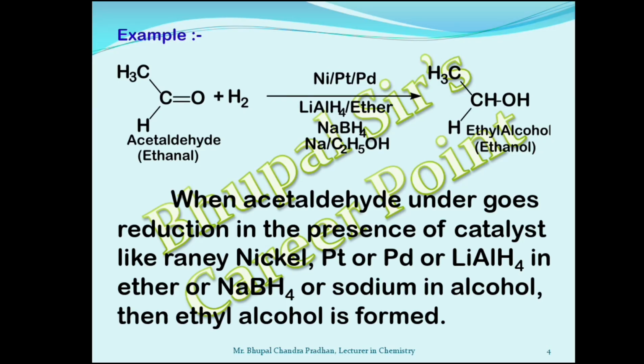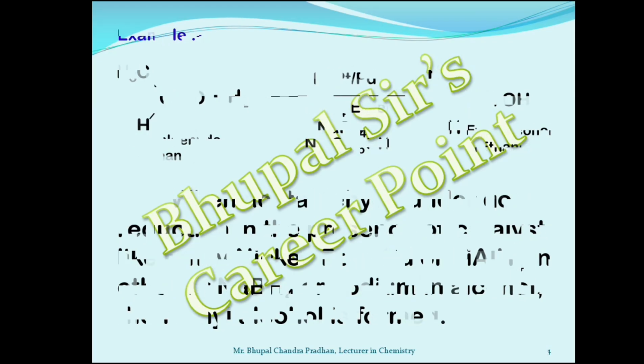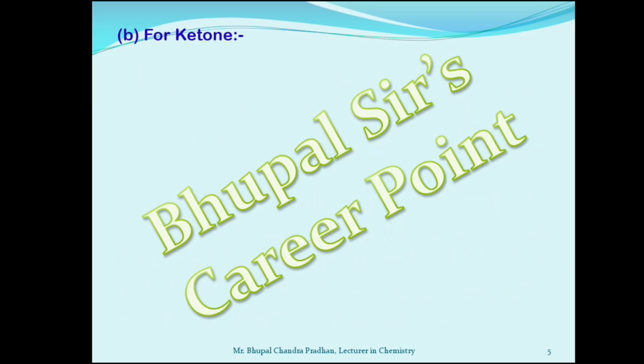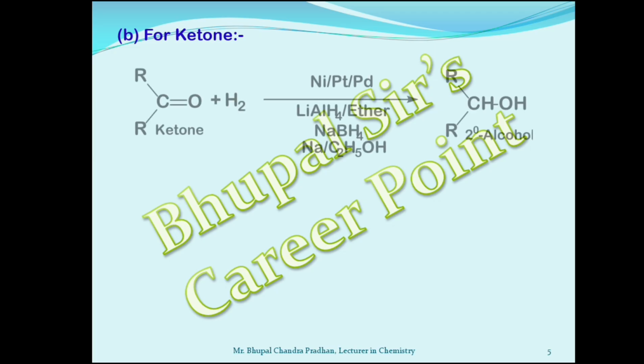So in the statement we have to write down: when acetaldehyde undergoes reduction in the presence of catalyst like Raney nickel, platinum or palladium, or lithium aluminum hydride in ether, or sodium borohydride, or sodium in alcohol, then ethyl alcohol or ethanol is formed. Now let us come to ketone. How does ketone undergo catalytic reduction? Whenever ketone undergoes catalytic reduction, it will give us the corresponding secondary alcohol.